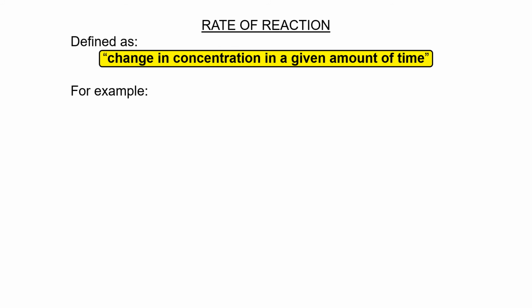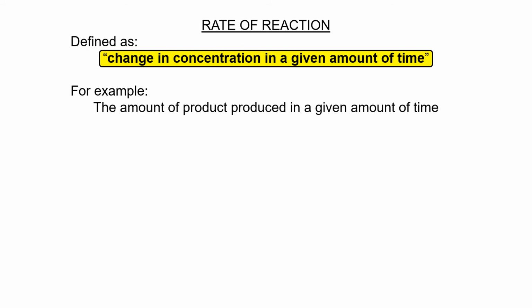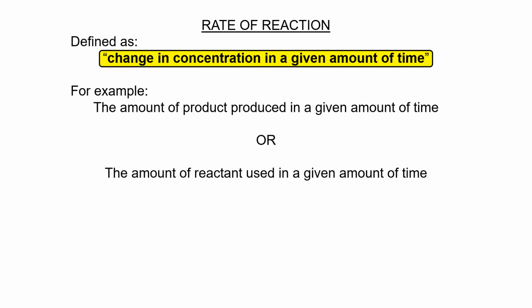And we can just have a look at a couple of examples for this. We could be looking at the amount of product produced in a given amount of time. So, for example, collecting gas and looking at how much gas is produced in a certain number of seconds. Or we could look at the amount of reactant used in a given amount of time. So we could be measuring how quickly magnesium ribbon dissolves in acid and looking at how quickly that magnesium ribbon appears to disappear. As I said, pause that, make sure you've got the definition and the examples written down.